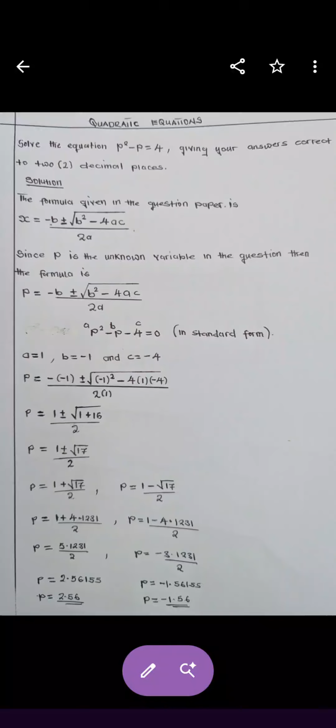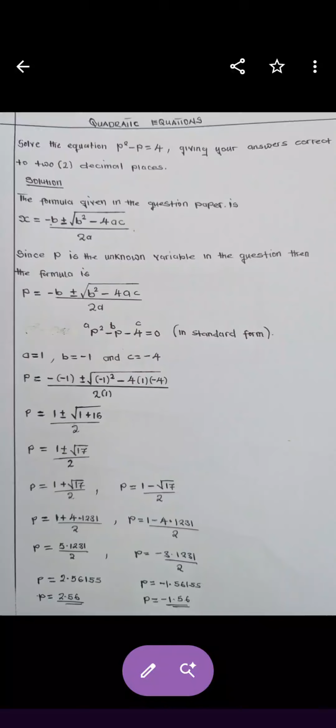So we are going to continue from where we ended yesterday on solving quadratic equations using the quadratic formula. Our second example is: solve the equation p to the power 2 minus p equal to 4, giving your answers correct to 2 decimal places.